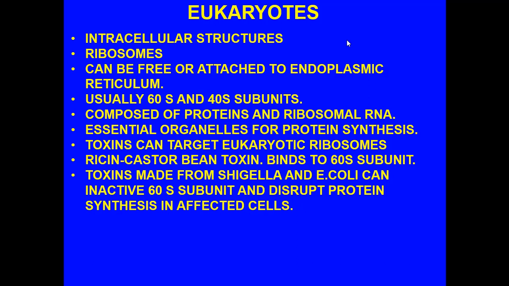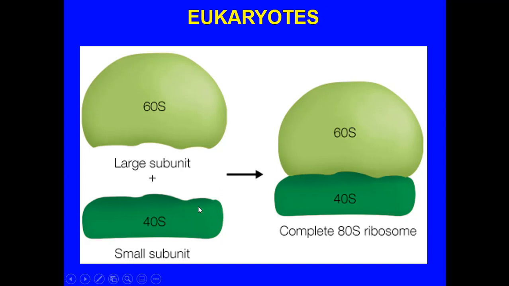An example of this is ricin, otherwise known as castor bean toxin. This will bind to the 60S subunit and basically shut down protein synthesis. Also, toxins made from Shigella and E. coli can inactivate the 60S subunit and disrupt protein synthesis in affected cells. Here is our 60S subunit. Here is our 40S subunit, small, large. Bring them together and you've got a complete 80S ribosome. That's going to mean that it's going to have a sedimentation of 80. Okay?